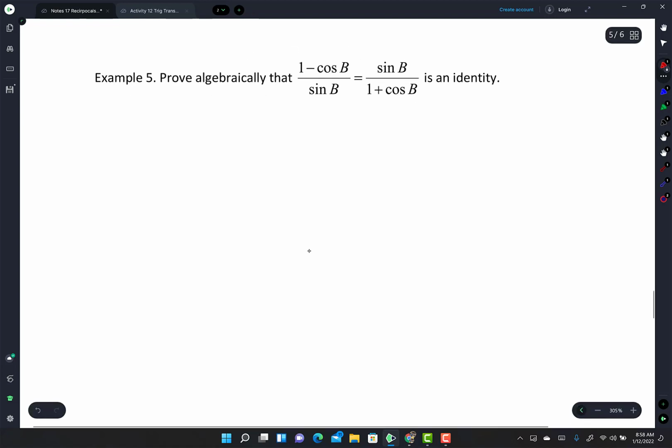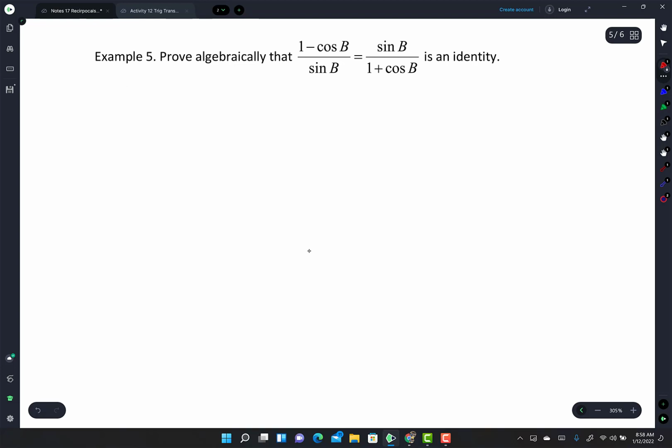Maybe we'll take a brave soul and see if they can do it a different way. So it says prove algebraically that 1 minus cosine B over sine B is equal to sine B over 1 plus cosine B. We want to prove this. And at first glance, you're like, man, where do I even start? We've been looking at the left-hand side all this time. We don't have to do the left-hand side all the time.